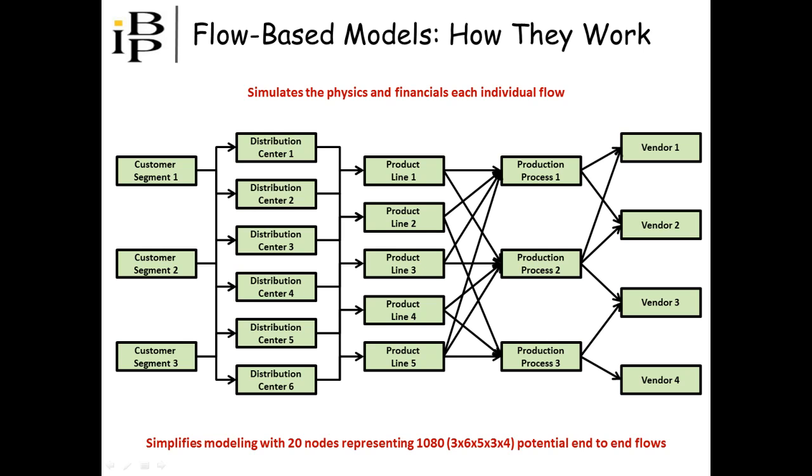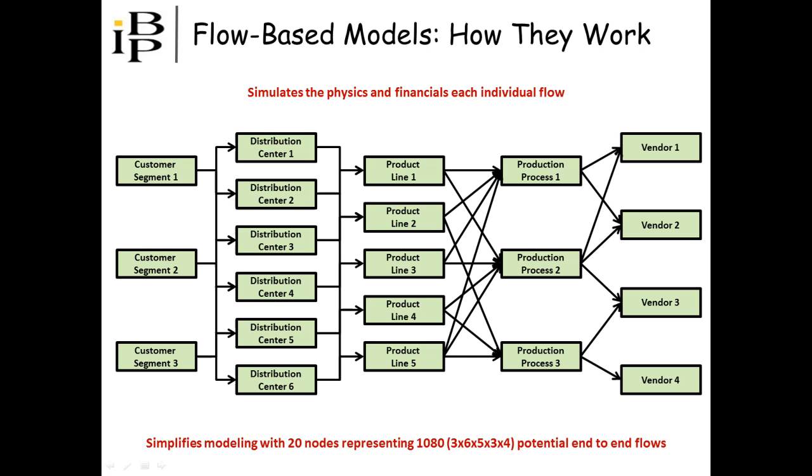Now this is a very simple model. It illustrates that a significant amount of detail can be obtained from a relatively small model. Large organizations can have hundreds of nodes and therefore many thousands of flows. While this supports some very detailed planning, it does so while simplifying the development and maintenance of the model.